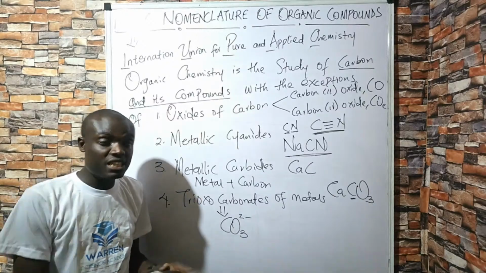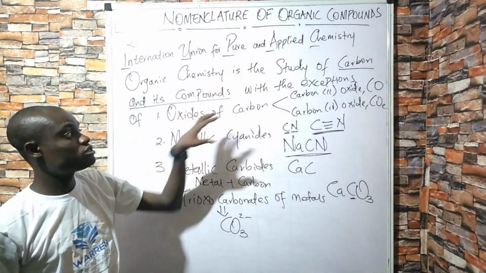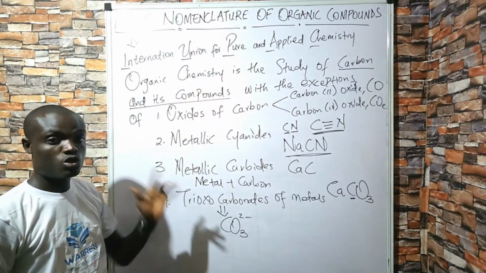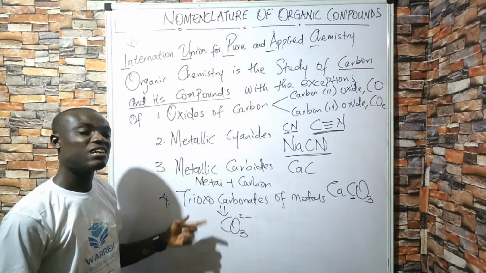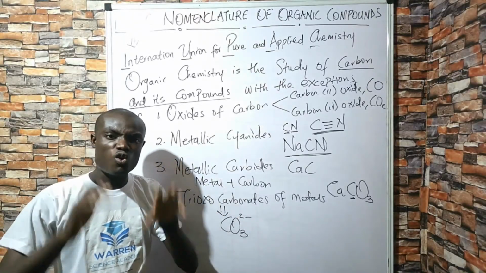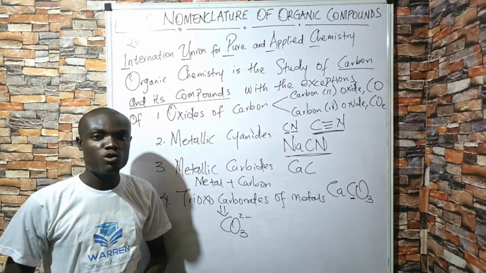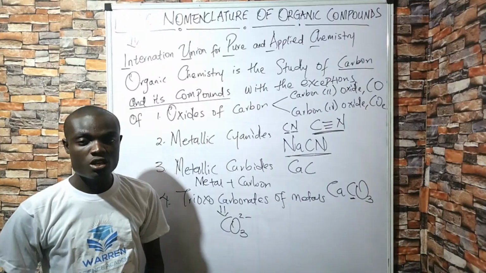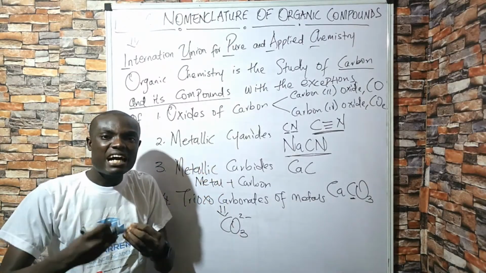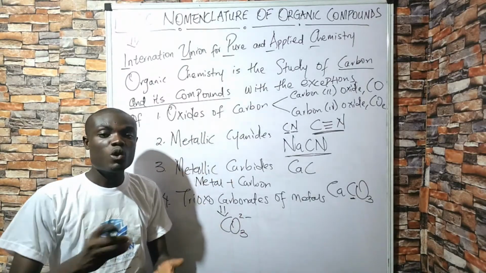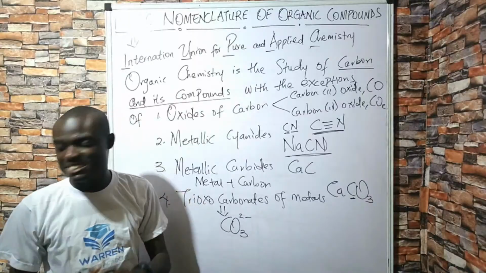But speaking to the fact that we are looking at organic chemistry, it's just a study of carbon and its compounds, with exceptions: the oxides of carbon, and don't forget the metallic cyanides, the metallic carbides, and also the trioxocarbonates of metals. After this, we are just going to look at what we call the uniqueness of carbon. What makes carbon so unique? Why is carbon given a special part called organic chemistry? Why can carbon form a lot of compounds? Well, we are going to look at the uniqueness of carbon, what makes carbon distinct. So let's go.